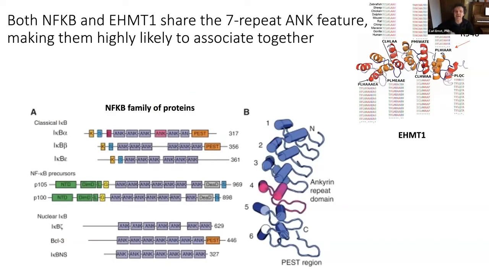Here is what the ankyrin repeats look like. Here are all these NF-kappa-B family members in purple, and these were shown in the cartoons from the previous speakers. Here's what it looks like in EHMT1, and here are the 7 ankyrin repeats. Here's our mutation, in this evolutionarily conserved region, from our family 2. This is a well-known protein binding effect, so you get a sense that binding could occur between EHMT1 and NF-kappa-B.